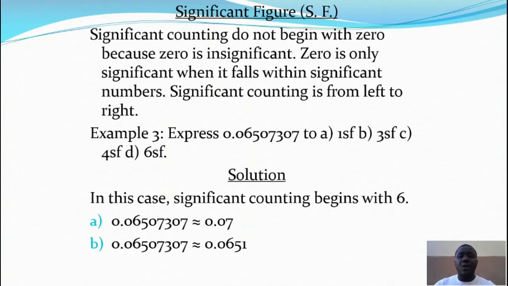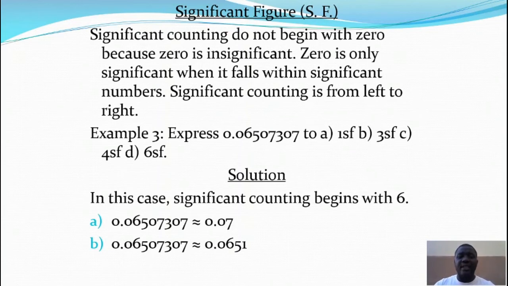So now we are talking about approximation by significant figure. So in significant counting, we do not count 0 as a significant number. So 0 only becomes significant if it falls within the significant numbers. What are the significant numbers? The significant numbers are 1 to 9. So 0 can only be significant when it is in between 1 to 9.